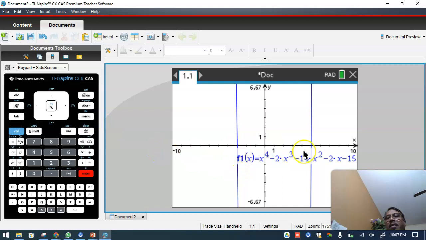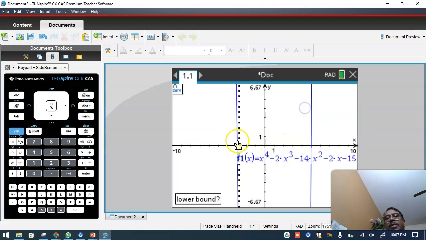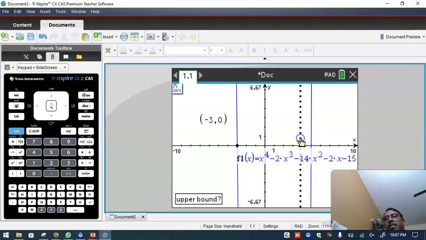Of course, you know it is minus 3 and already 5, I think. But just to check, better to analyze. Zero, go to the left, go to the right, and you get minus 3. And the other one also, analyze, go to the left of this and go to the right, and you get 5. So your values, minus 3 and 5, are two zeros.